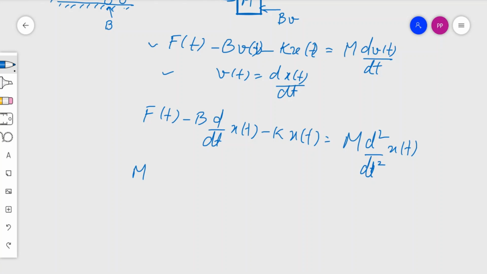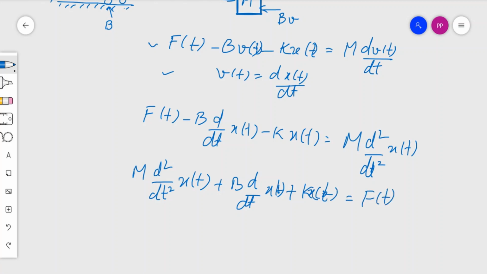So we take all the x terms on the left hand side in decreasing order of derivative, like this: m d2x by dt square plus b dx by dt of x(t), then we have kx(t) equals f(t). So on the right hand side we can see there is a forcing function, and the left hand side has the variable x, which includes the derivative terms of the displacement, and it includes basically the dynamics of the system.